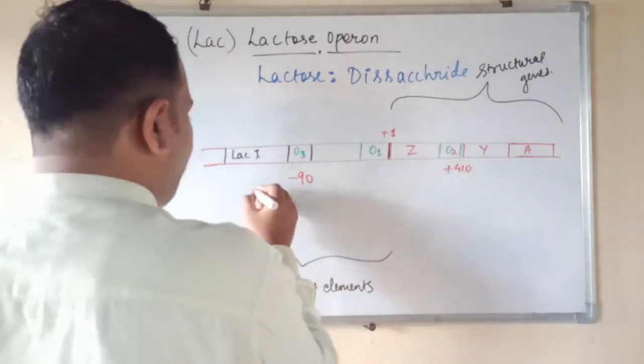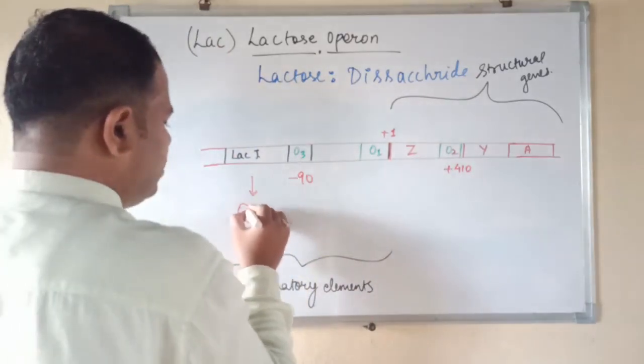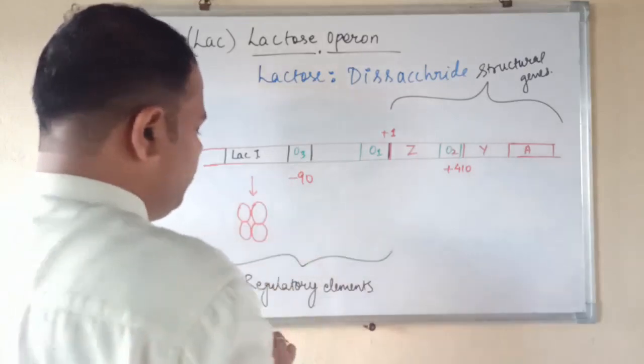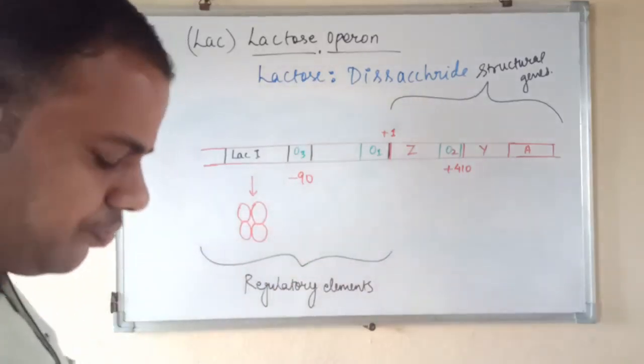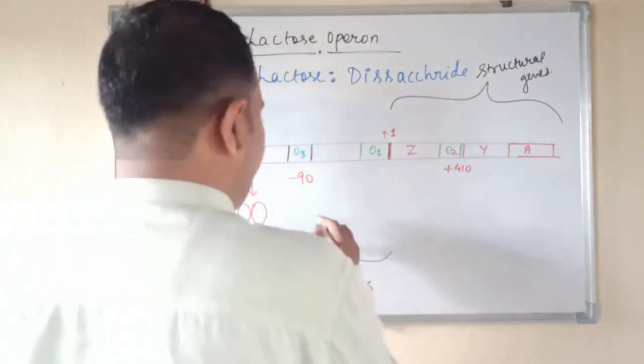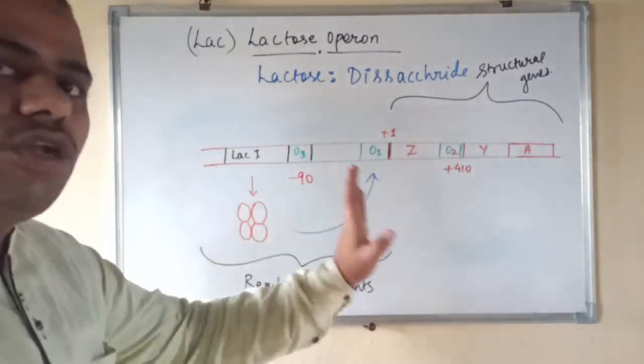So first of all, what happens here: the Lac I gene codes for a repressor. Remember, it's a tetrameric repressor. Suppose this is a tetrameric repressor. Now this tetrameric repressor binds to the operator 1 region. Remember, it binds to this region when lactose is not present in the medium.